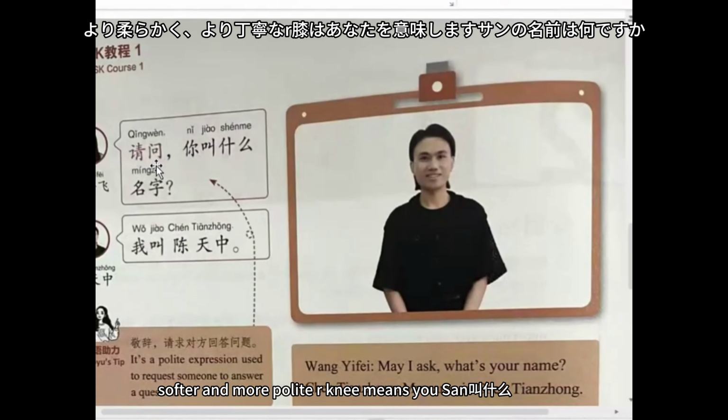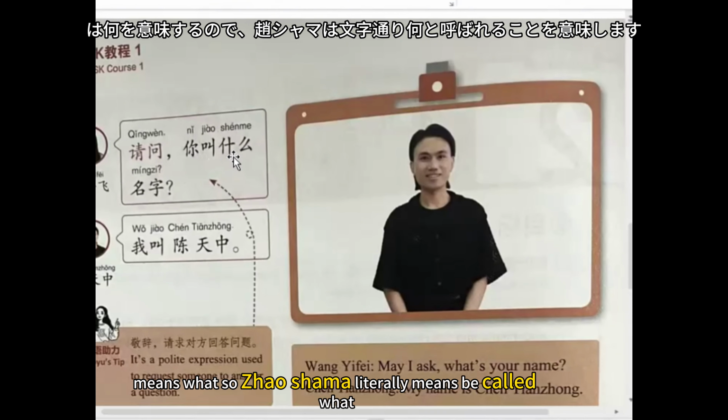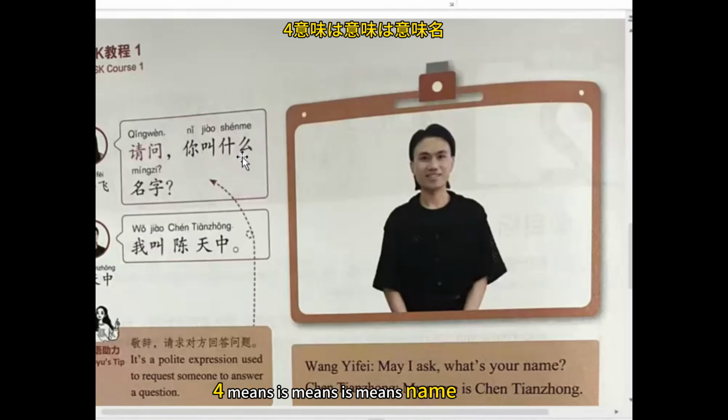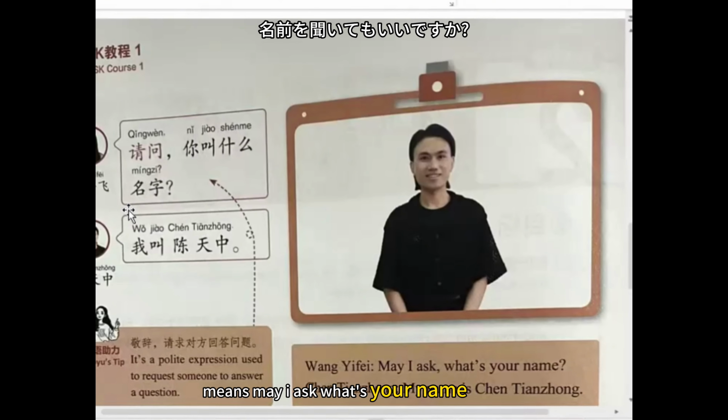Two, 你 means you. Three, 叫什么? 叫 means to be called. 什么 means what. So 叫什么 literally means be called what. Four, 名字. 名字 means name. So the whole sentence, 请问你叫什么名字? means, may I ask, what's your name?